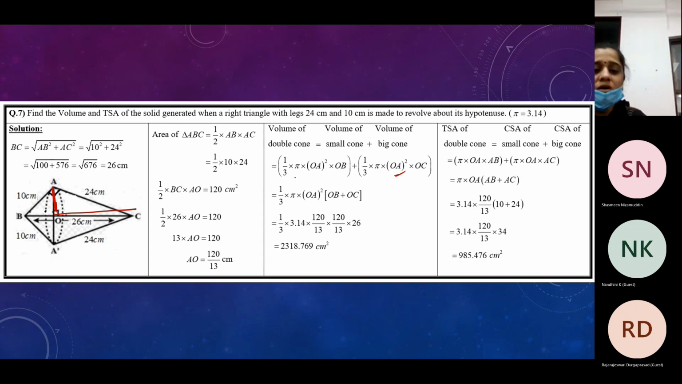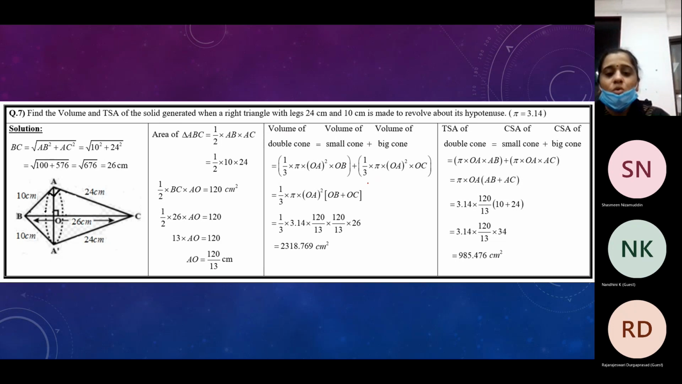Now what is common? 1 by 3 pi OA square is common. This is one expression, this is the other expression. What is common between the two expressions? 1 by 3 pi OA square is common. So I've taken out that 1 by 3 pi OA square as common. So what do you have in the bracket? OB plus OC.